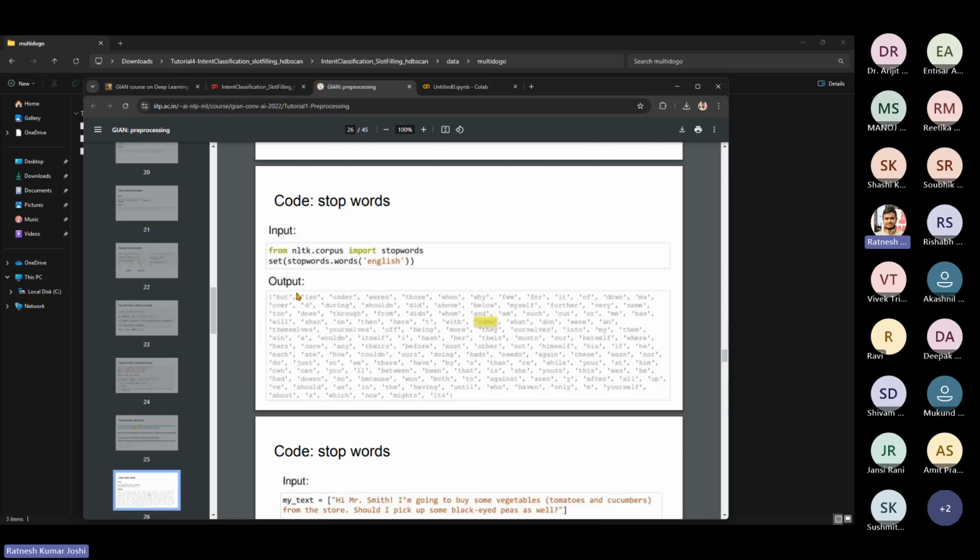Here is a list of stop words present in the English language that are stored in the NLTK corpus. Words like isn't and weren't, meaning is not and were not, are abbreviated, so it would be ISN, then a single inverted comma and T. So instead of writing the whole thing, ISN is what remained, right?